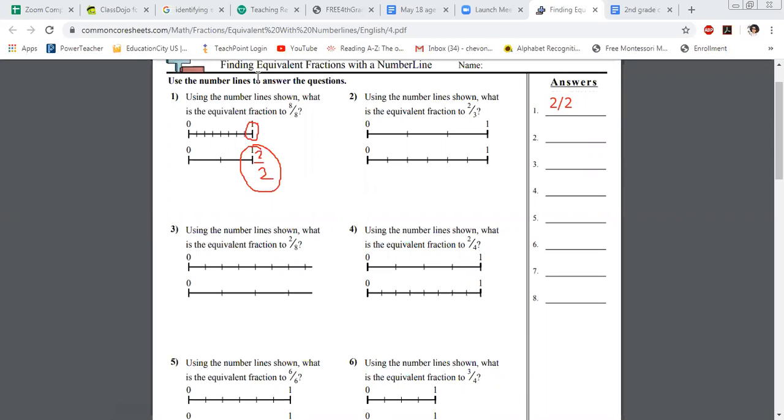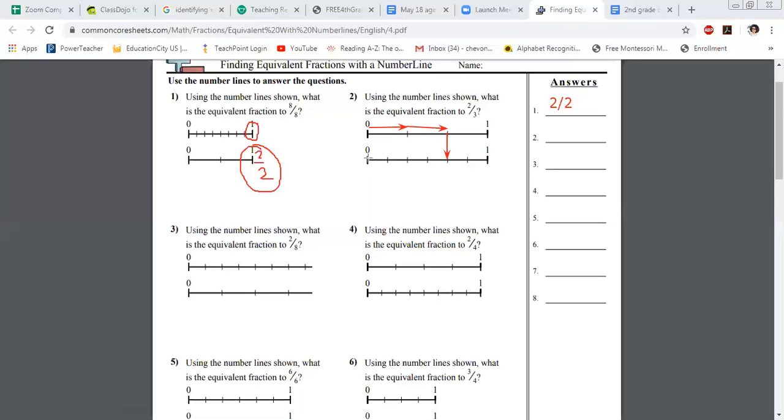All right, let's look at the next one. They want to know which fraction is equivalent to 2/3. So let's count. We have 1, 2, 3. So these are our thirds. From here to here, we have 1/3. From here to here, we have 2/3. So that's our 2/3. This is the line that we're going to be looking at to see what is equivalent. So let's go straight down here. This is going to be the line that we're looking at to see which fraction is equivalent to 2/3.